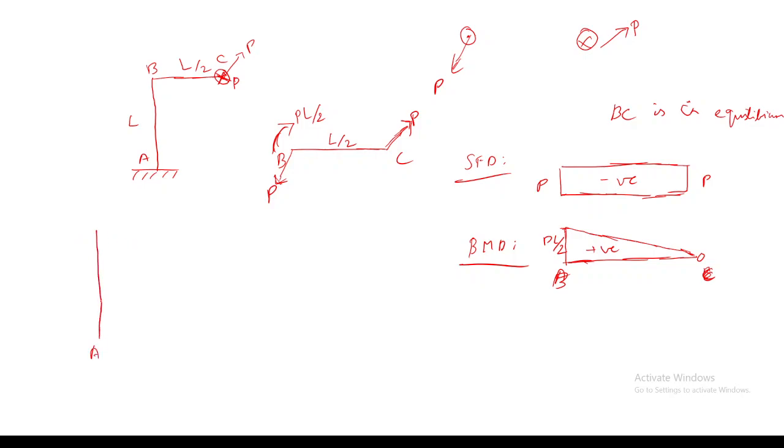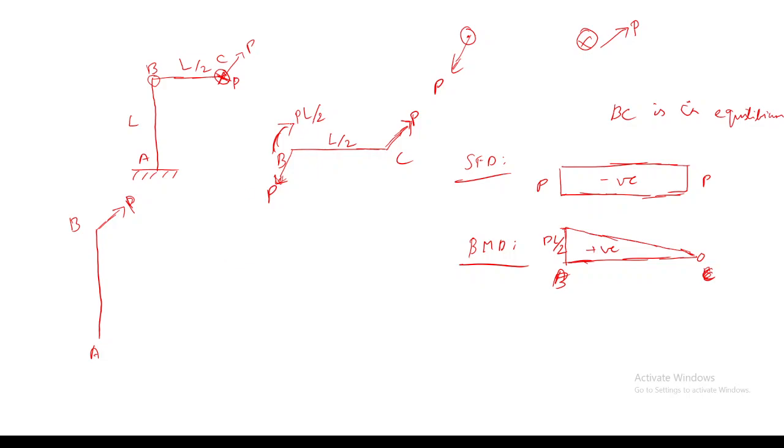So when you are coming to member AB, this force P should actually be inverted in direction. For example, P acts like this. So in order to have equilibrium at this point, for member AB the P will be acting along this direction. Is it fine? Yes, sir.